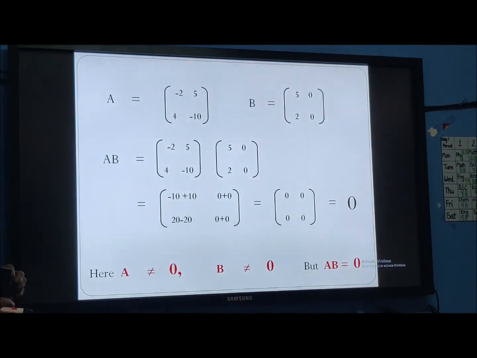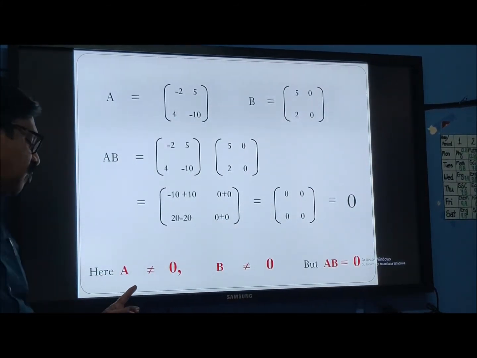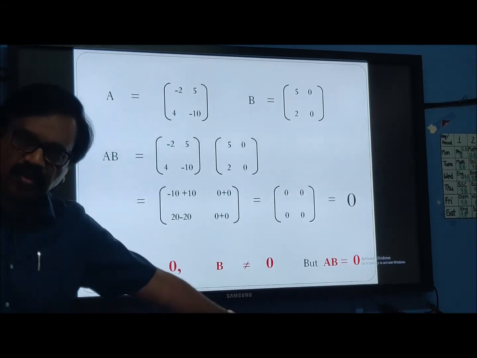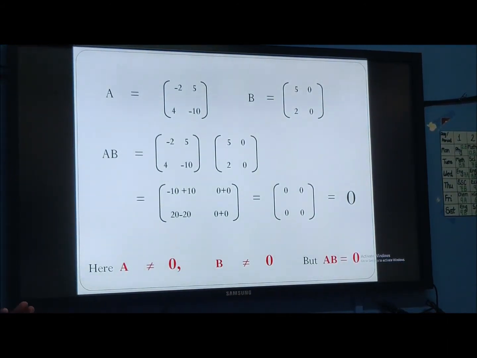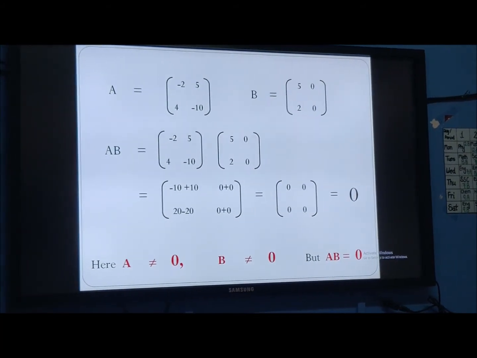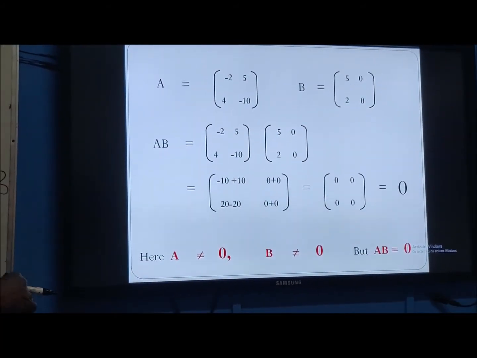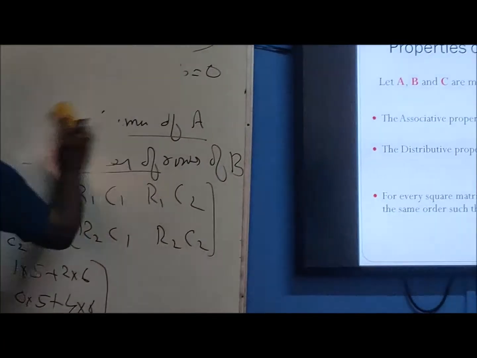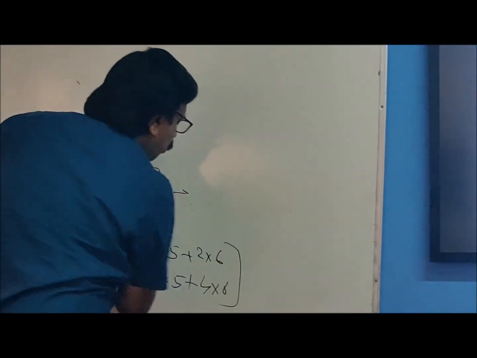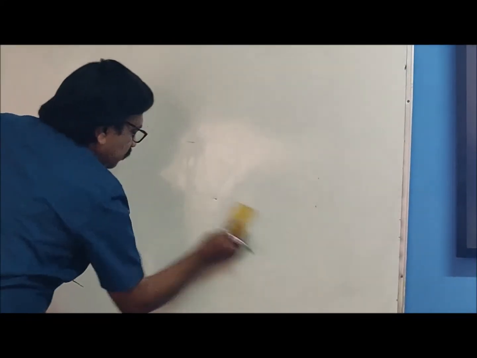You see, therefore, if A is a non-zero matrix and B is another non-zero matrix, then their product can be equal to 0, which is not possible in the case of real numbers. Then we will see some properties also. We will just mention them. We are not going to study the proof of all these properties. We will just remember them.